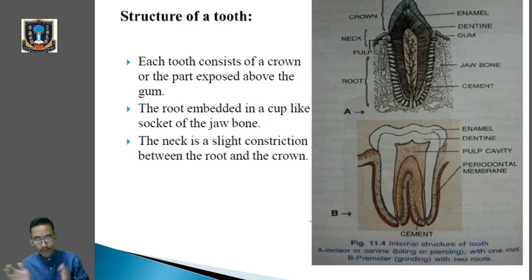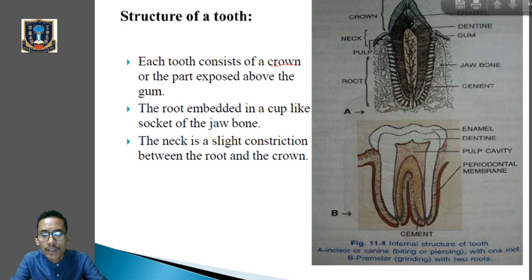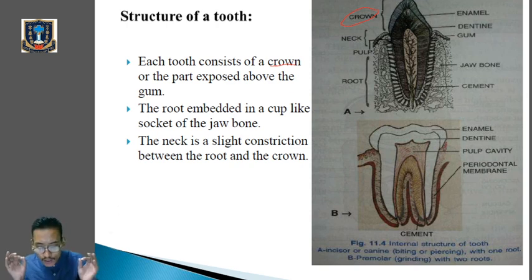Okay, now let's talk about the structure of a tooth. The general structure of a tooth is the same. Each tooth consists of a crown, the part exposed above the gum. Can you see the crown over here? Whatever part of the tooth is exposed above the gum, that is the crown.